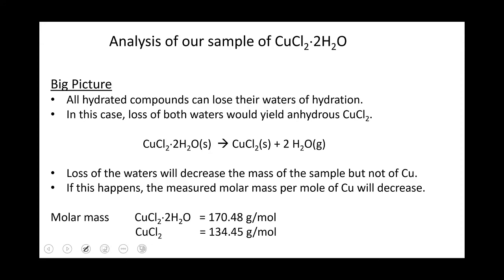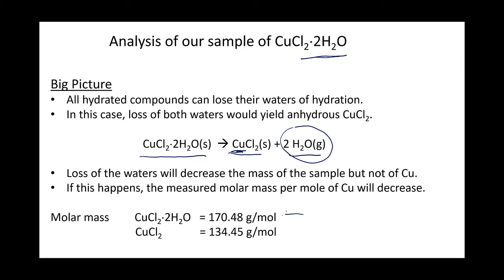So let's go over the method of our analysis. The idea is that hydrated compounds have waters of hydration that can be lost. And so if this compound loses its waters of hydration, you'll be changing from copper 2-chloride dihydrate to anhydrous copper 2-chloride, and the waters are lost to the gas phase. And so if that happens, the mass of the sample will decrease because you'll be losing the waters to the gas phase. And if you measure the molar mass of the sample that you have, the number of moles of copper will have stayed the same, but the mass will decrease.